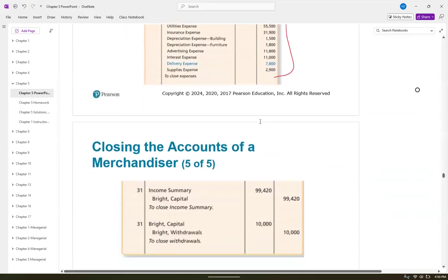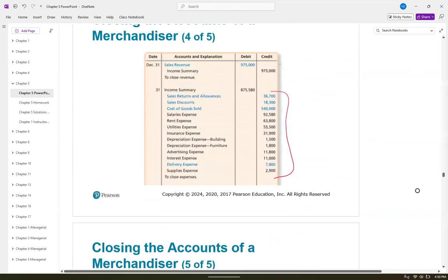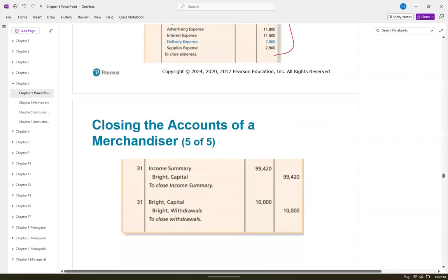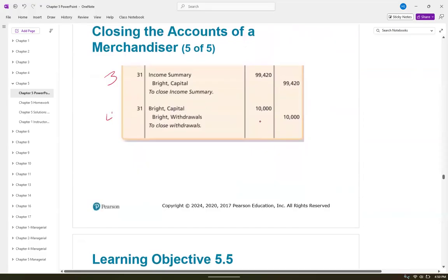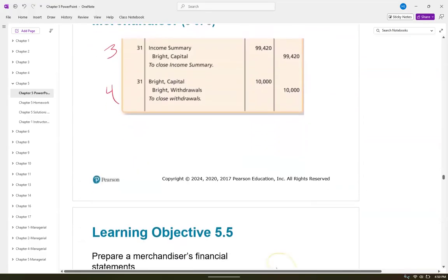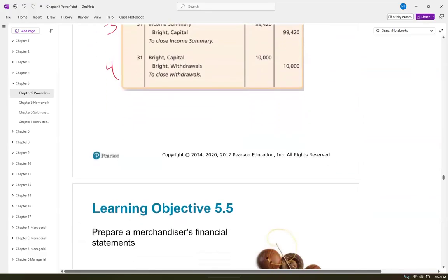Okay. And then this is 1, 2, and then here is 3 and 4. Those are the journal entries. Just because it's in a T account doesn't mean it's in the accounting system.